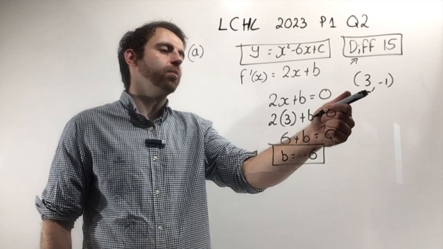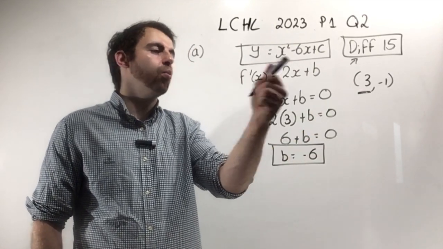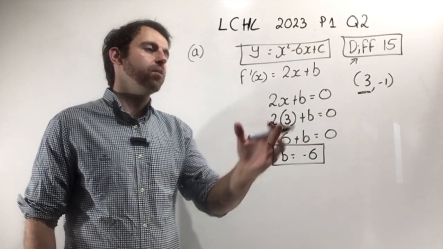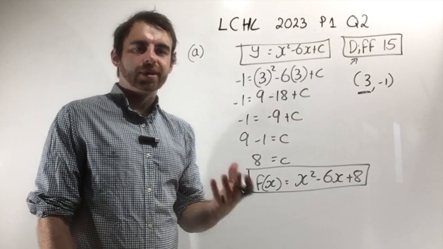If this point is on the curve, I can just sub it in. Instead of an x, I can sub in a 3, and at the same time, instead of a y, I can sub in a minus 1. If I do that, I'm going to find a value for c. So I went ahead and did that.